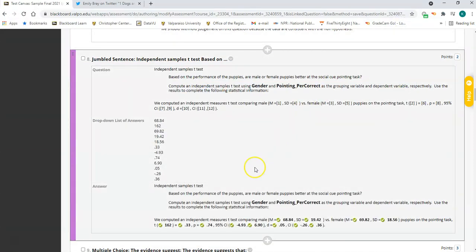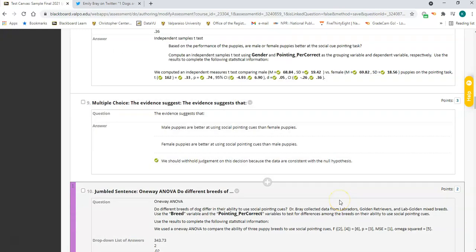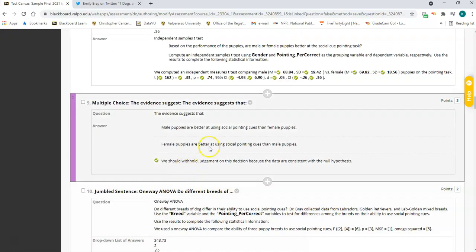All right, let's go and look at what we got. So you would enter your numbers that you need there. The evidence suggests what? Well, the data was consistent with the null hypothesis, so you definitely cannot support either of these two, because that's saying that one was better than the other. And you really don't want to say that because, again, the data was consistent with the null. Generally, when scientists talk about this being better, they mean a quote, statistically significant difference, or one that's not due to chance. So we should withhold judgment on this because the data were consistent with the null hypothesis.